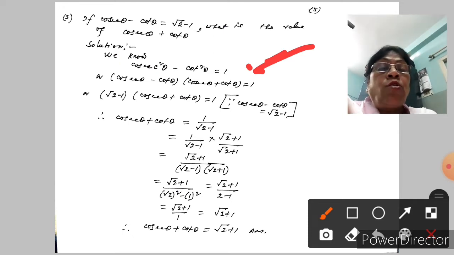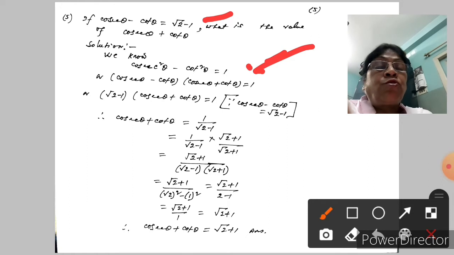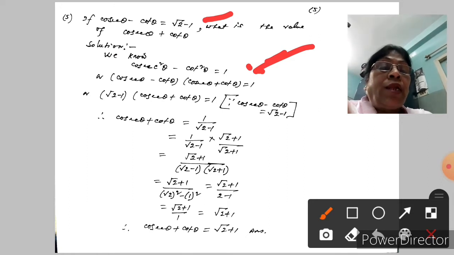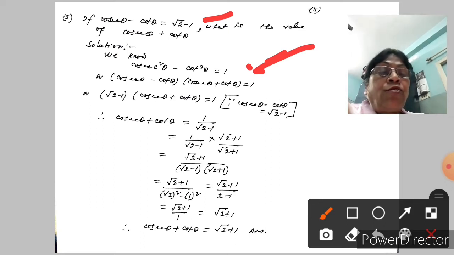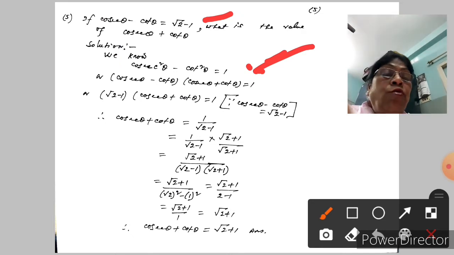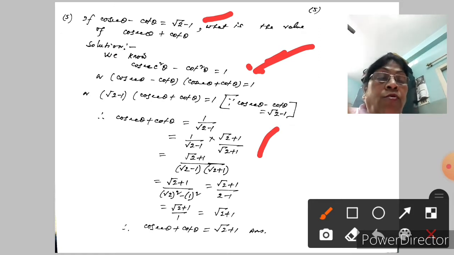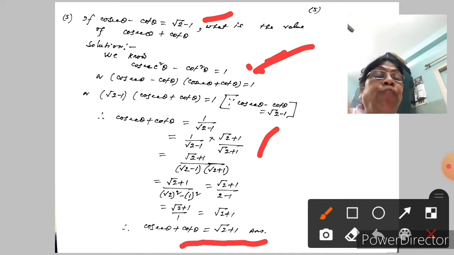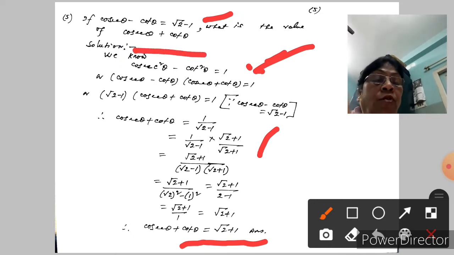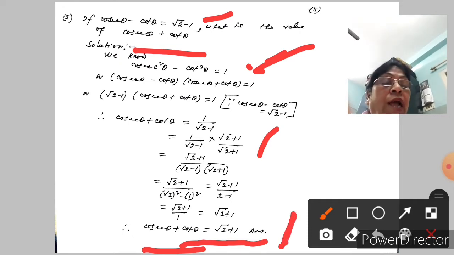Already given cosec θ − cot θ = √2 − 1. Putting that value here, (√2 − 1)(cosec θ + cot θ) = 1. So cosec θ + cot θ = 1/(√2 − 1), and multiplying numerator and denominator by √2 + 1 and solving, we get cosec θ + cot θ = √2 + 1. We had to find the value of cosec θ + cot θ, and it is √2 + 1. This is the answer.